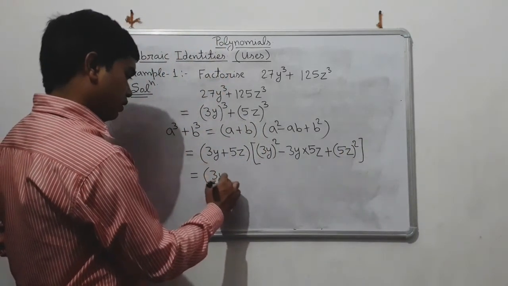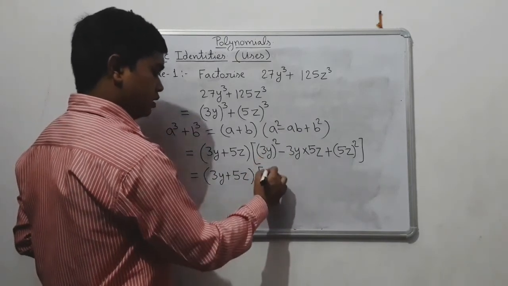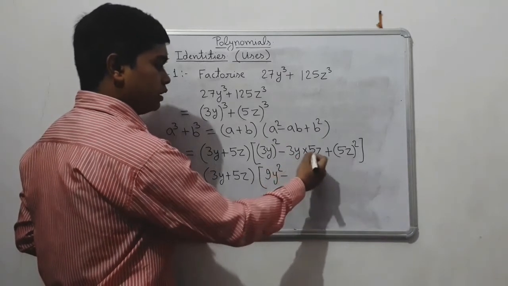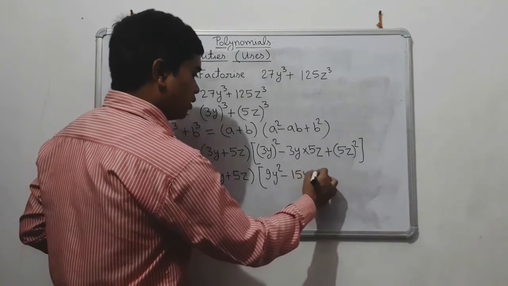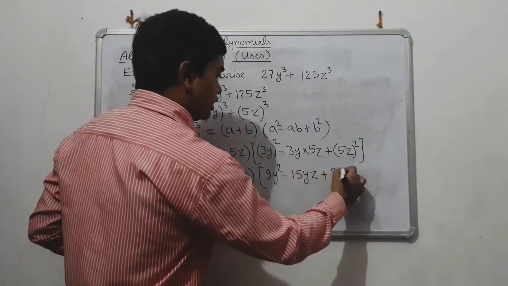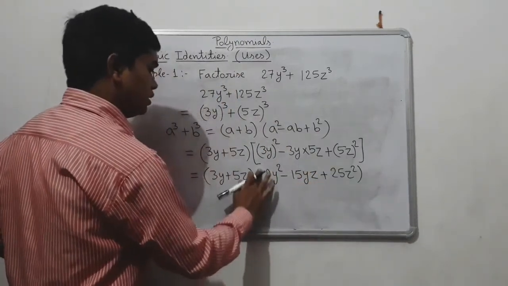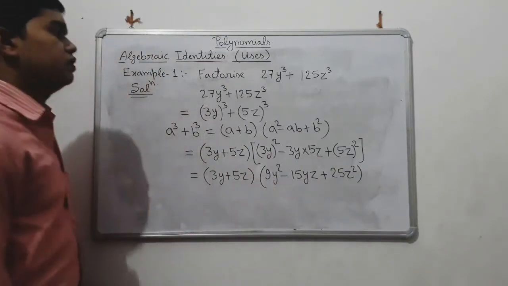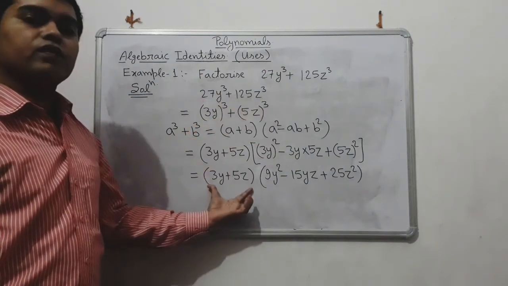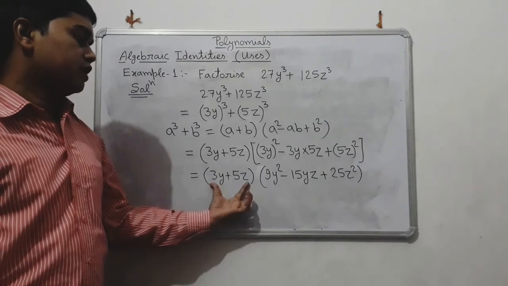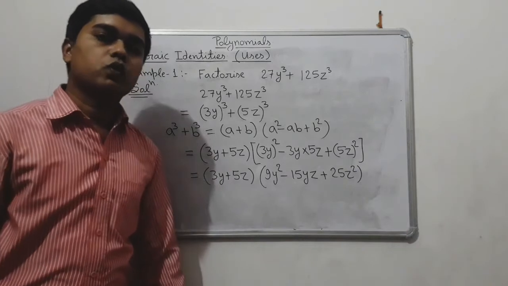Now 3y plus 5z, and here you will get (3y) square, which means 9y square, and multiply these two terms. So 3y into 5z, you will get 3 fives are 15yz, and plus 25z square. So this is the answer of this question: 27y cube plus 125z cube is equal to (3y plus 5z) in the first bracket and (9y square minus 15yz plus 25z square) in the second bracket.